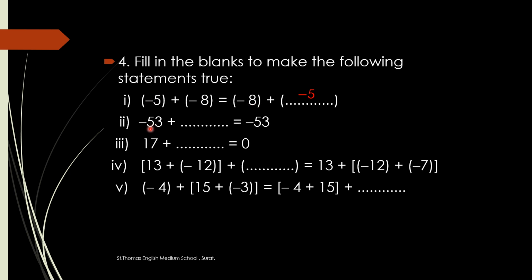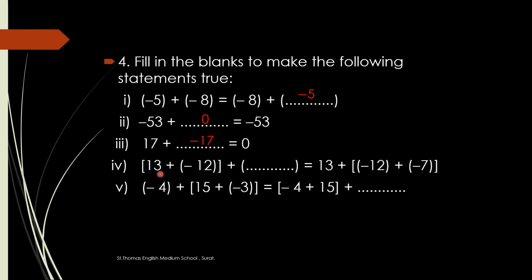Next one, minus 53 plus dash is equal to minus 53. So when we add 0 to any number, we will get the same number. So answer is 0. And what is the property here? Additive identity. Next, 17 plus dash is equal to 0. What is the answer? 17 plus minus 17 is equal to 0.